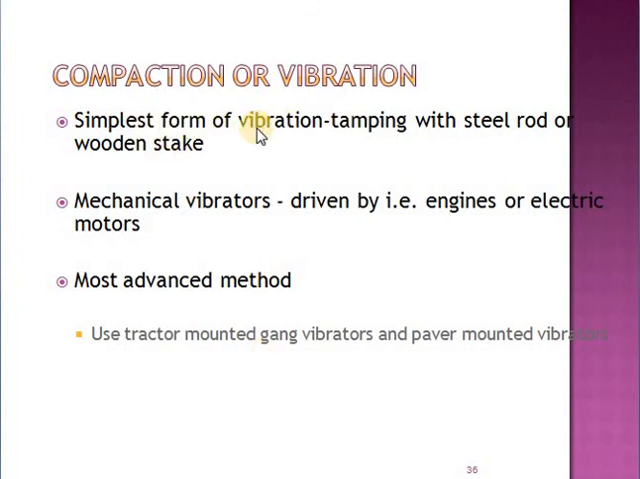Compaction by vibration. The simplest form of vibration is tamping with a steel rod or wooden stick. Mechanical vibrators are driven by engines or electric motors, and the most advanced methods use tractor mounted hand vibrators and paver mounted vibrators. So these are the advanced vibrators used for concrete compaction. The simplest form is tamping with a steel rod or wooden stick. All of these we can see in CC road construction, and mechanical vibrators driven by engines or electric motors are also used.